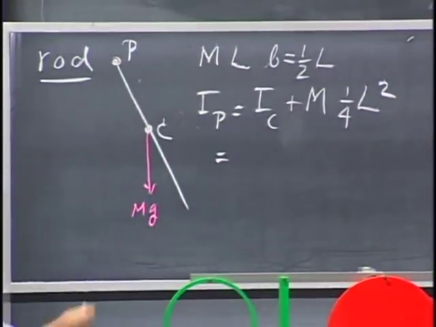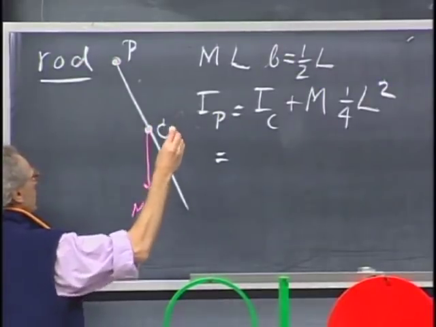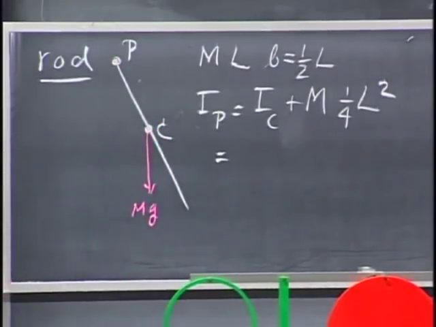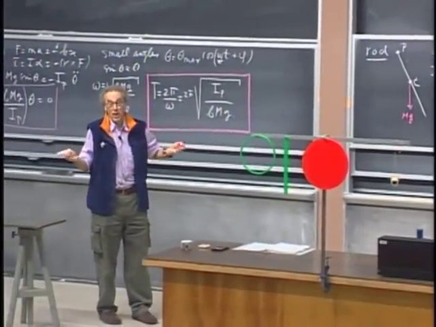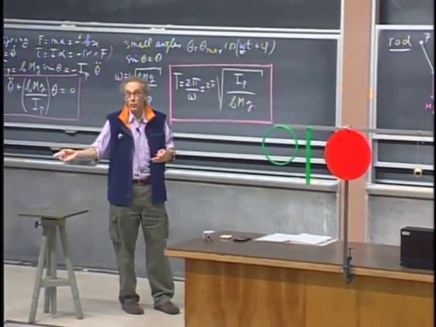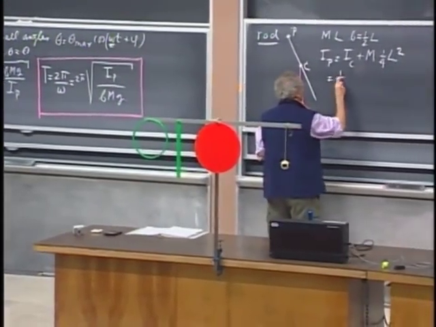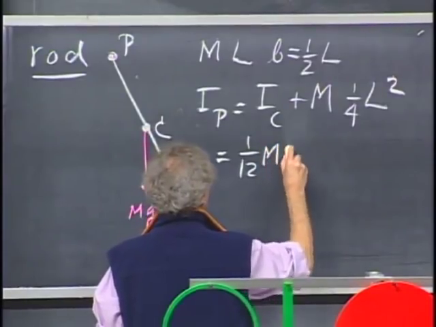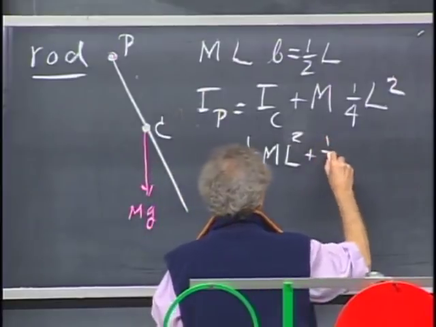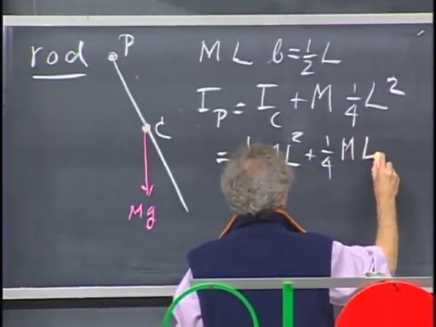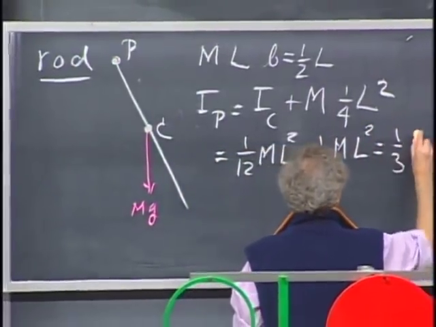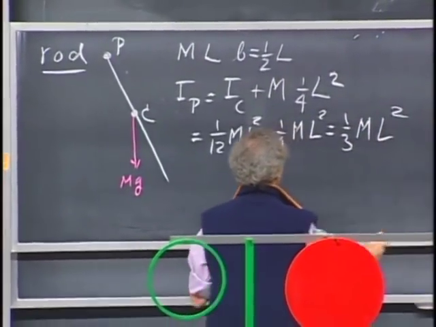What is the moment of inertia for rotation of a rod about this axis? I looked that up in the table. I happen to remember it now because I'm lecturing 8.01. Two months from now I will have forgotten. So I remember now that it is 1/12 m L squared plus 1/4 m L squared. That becomes 1/3 m L squared.